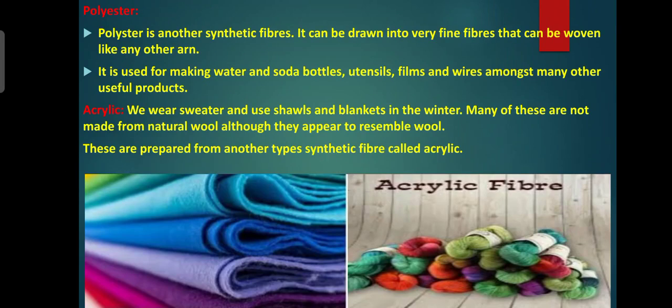Now move on to polyester and acrylic synthetic fibers. Polyester is another synthetic fiber. It can be drawn into very fine fibers that can be woven like any other yarn. Polyester is sold under names like polycot, polywool, tetracot, etc. Polycot is a mixture of polyester and cotton. Polywool is a mixture of polyester and wool. It is a very familiar form of polyester. Polyester is used for making water and soda bottles, utensils.